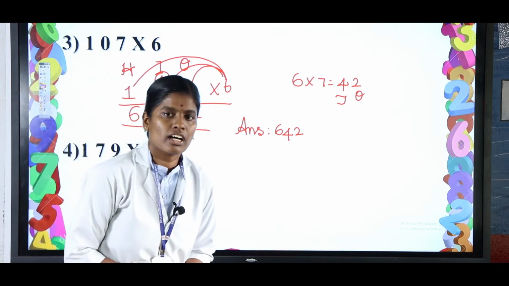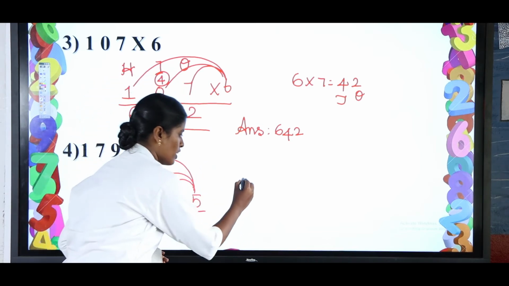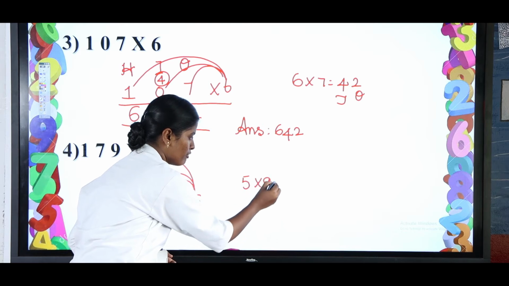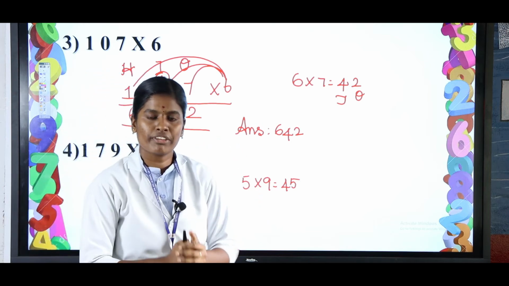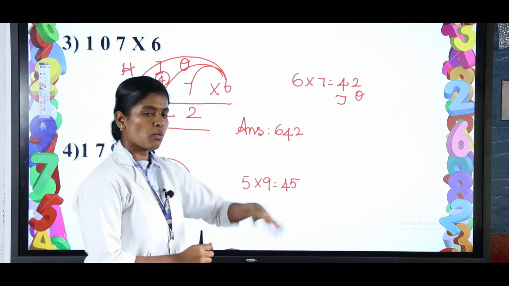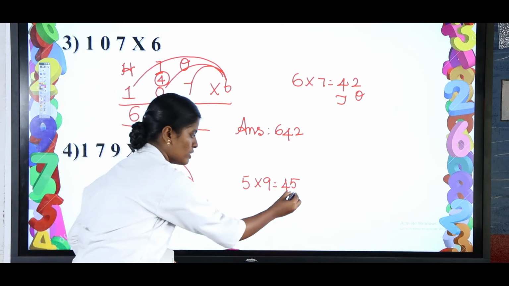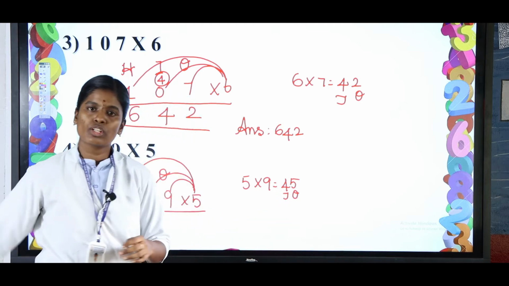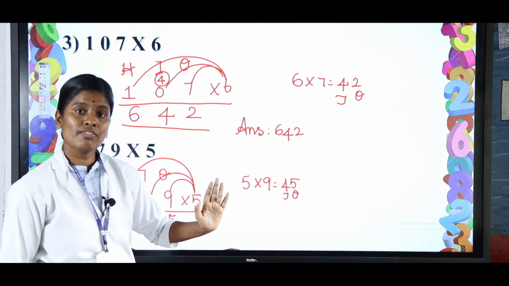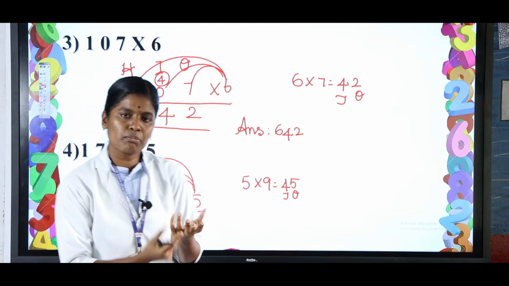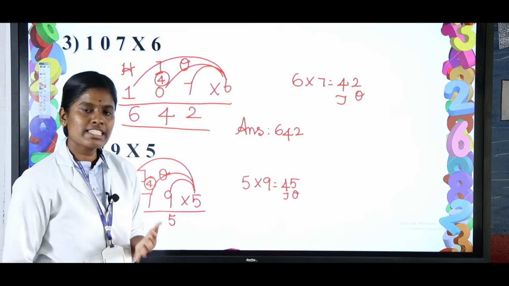So 5 nines are 45. That is 5 times 9 or 9 times 5. So here the ones place value is 5 and the tens place value is 4. Right here this is ones and this is tens. So write 5 under the ones column, and the tens value is the carry value. So write the carry 4 here.